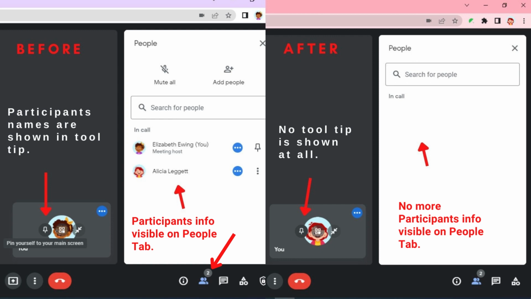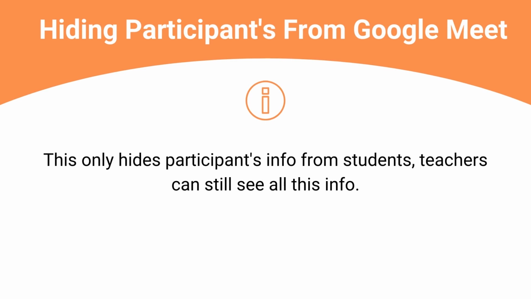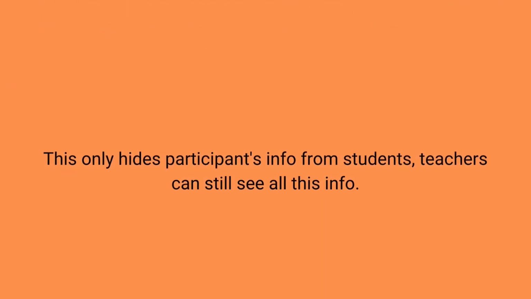When you hover the cursor over a tile and then on the Pin button, the tooltip does not display. In this way, students' identities are anonymized to some extent for better privacy. Note this prevents students from seeing each other's identities. The teacher can still see the full list of students without a problem on their end.